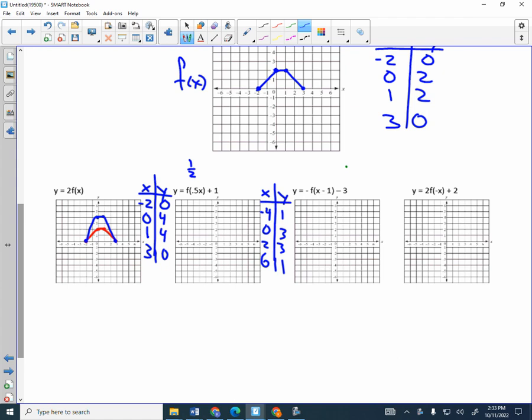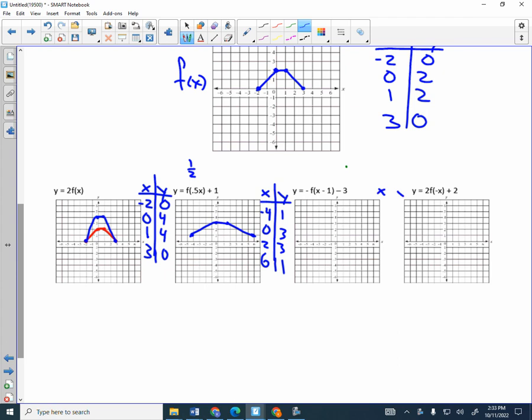So -4, +1, 0, +3, 2, +3, and 6, 1. Does it look wider than the red one? Is it shifted up 1? Yeah, so we did pretty good there. Let's look at the next one.